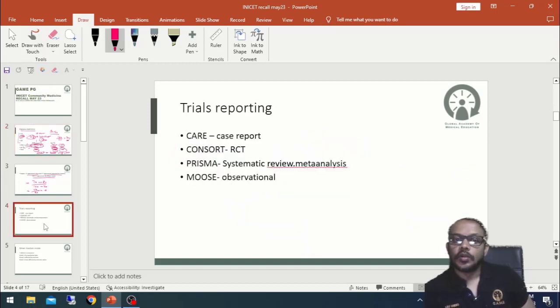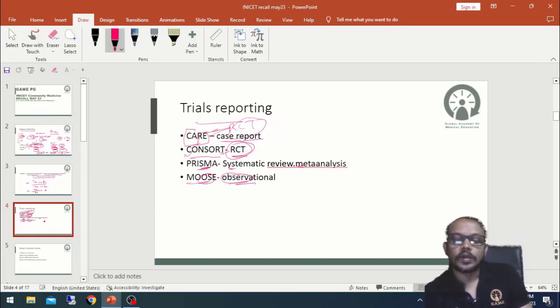Now, coming to the next question, which is related basically to trials. In the question it was written that CARE is with the RCT. So, that was the wrong option. CARE is basically with the case report, CA for the case, RE for the report. And actually CONSORT is with the RCT. Here C and T is there, that is RCT. In PRISMA we can say S and M is there, systematic review and meta-analysis, and MOOSE is basically observational.